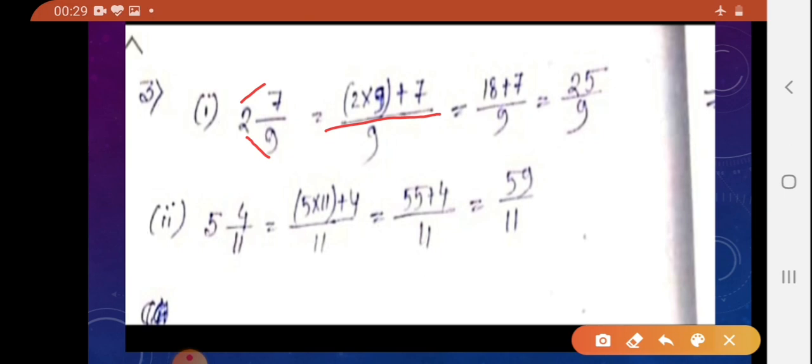2 into 9 gives 18. 18 plus 7 upon 9. That answer will be 25 upon 9. Same way you can do the second one also. 5 whole 4 upon 11 means 5 into 11 plus 4 upon 11. That will give 55 plus 4 upon 11 equals 59 upon 11.